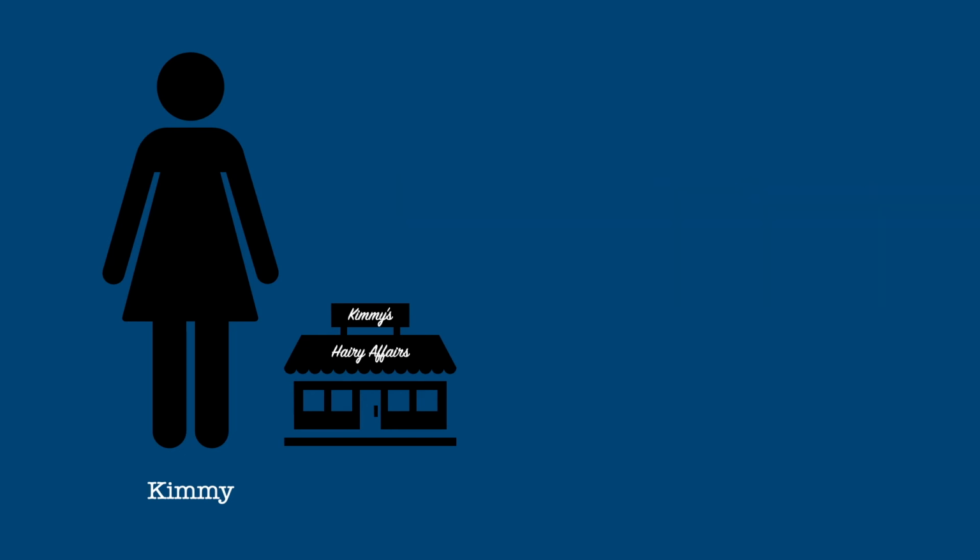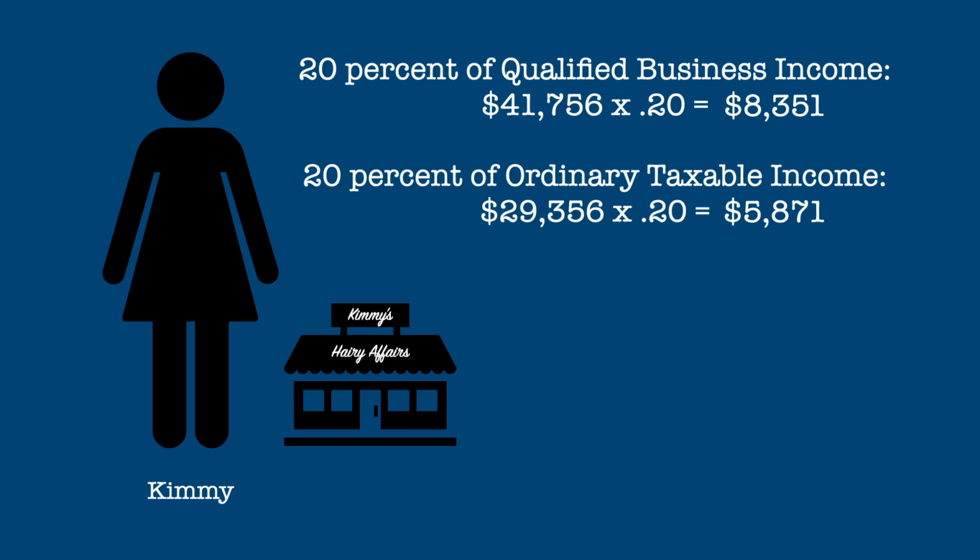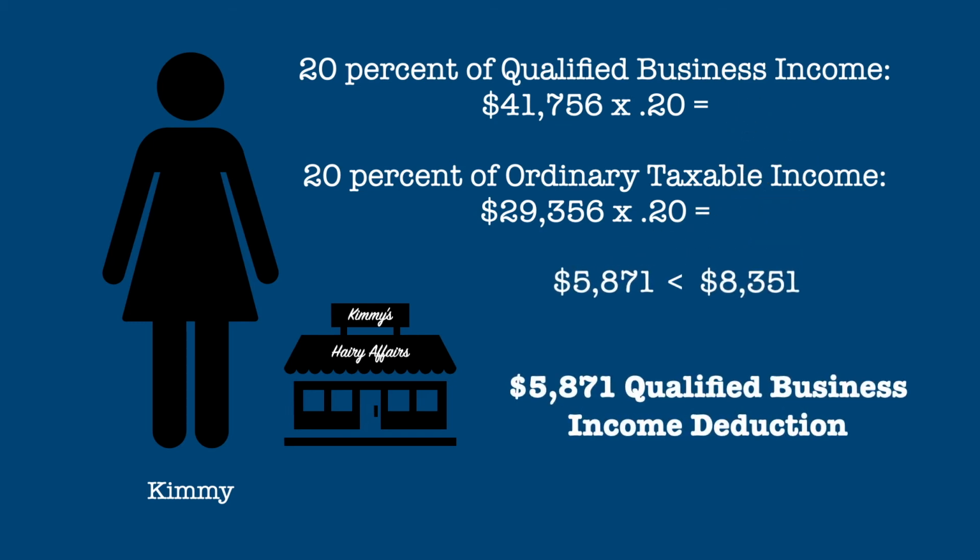To calculate the deduction, we first take 20% of her qualified business income of $41,756, which is $8,351. We then take 20% of her ordinary taxable income of $29,356, which is $5,871. This figure is less than the $8,351, so $5,871 is her qualified business income deduction.